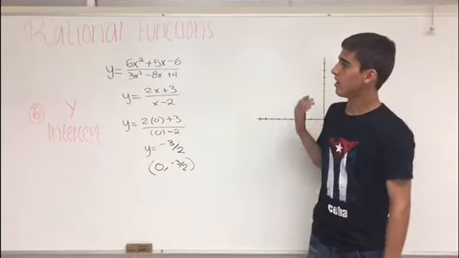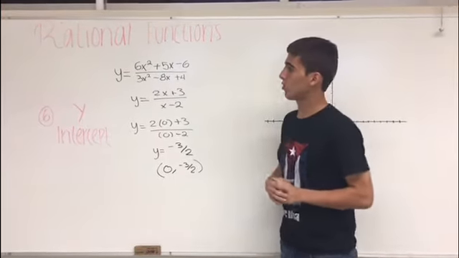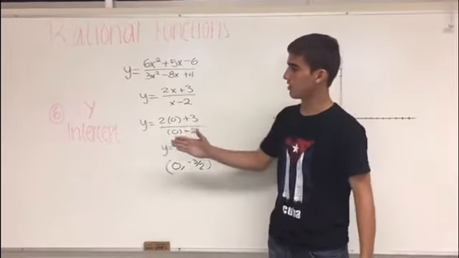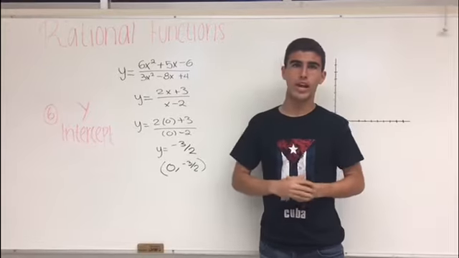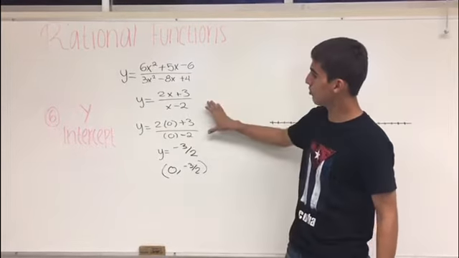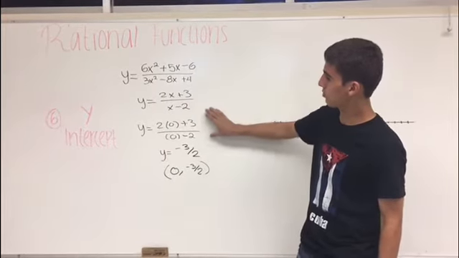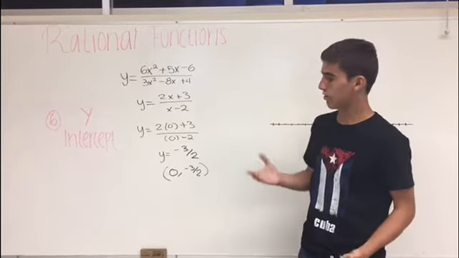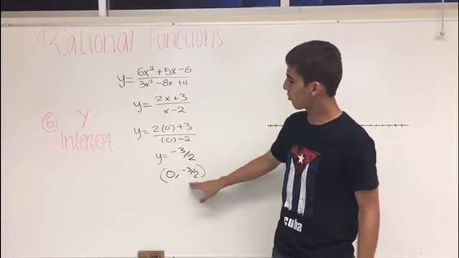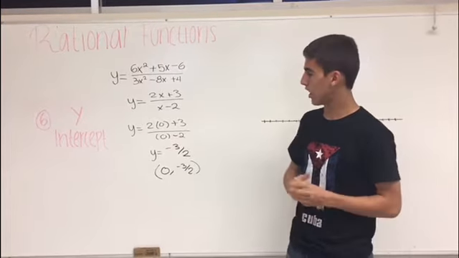After getting the vertical and horizontal asymptotes, our next step is to get the y-intercept. The y-intercept, we get it by replacing the x value by 0. So in the function, we place the 0 and we solve the function. As a result, we will have (0, -3/2).